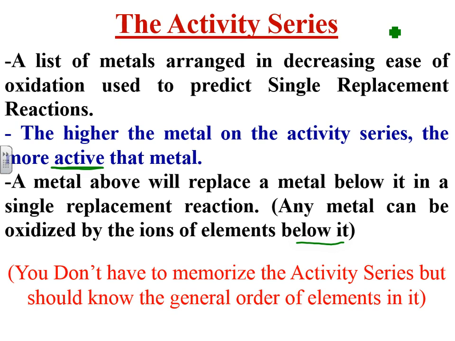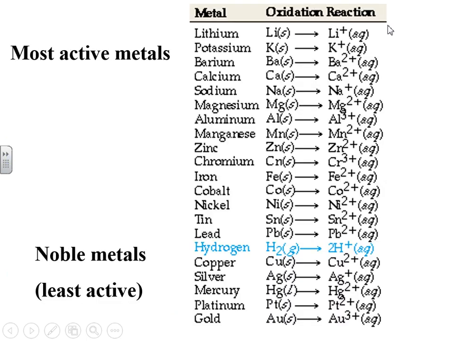Alright, so here is the activity series. Now at the top, we have listed the most active metals, metals like lithium, potassium, barium, sodium. These are the group 1 and 2 metals. We know that group 1 on the periodic table is very reactive. The alkali and alkaline earth elements, these right here, are very reactive.